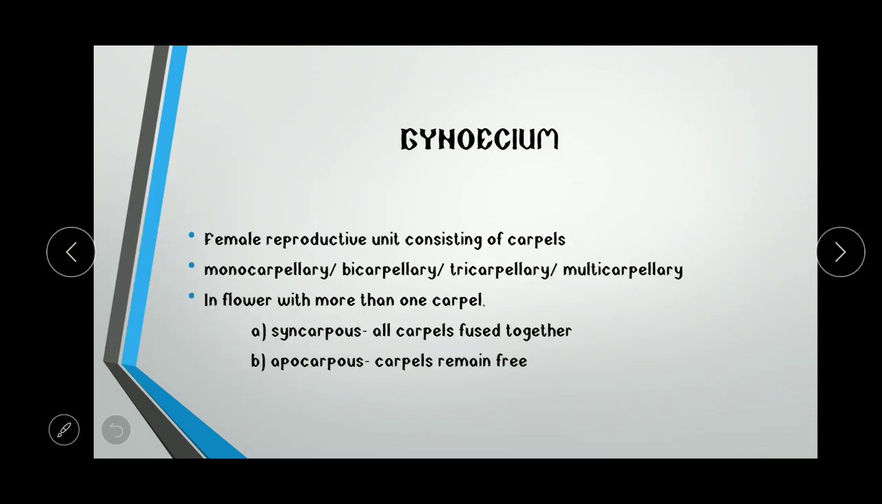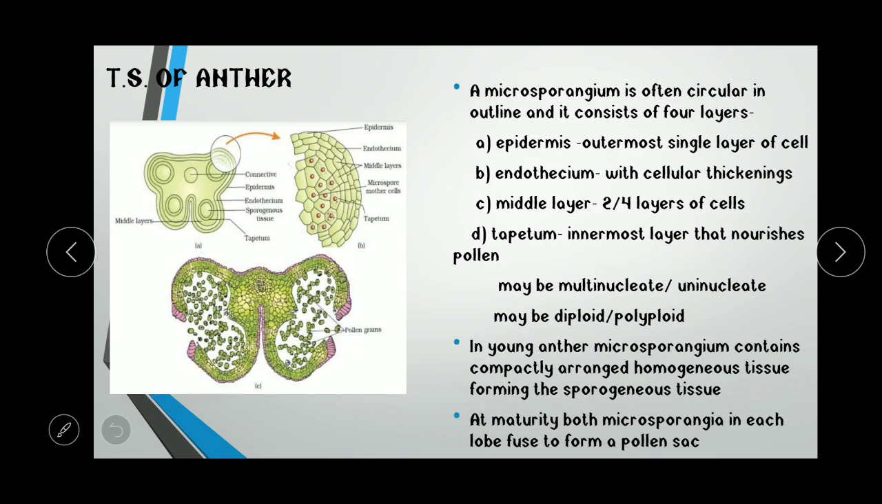Now the gynoecium. Sorry, one thing I missed here. As the anther matures, this is called dehiscence of anther, to release the pollen grain. The maturation of anther to release the pollen grain is called dehiscence of anther. The sporogenous tissue gradually develops into pollen grains and they separate. Dehiscence occurs to release the pollen grain. From these places, pollen grain will be released.